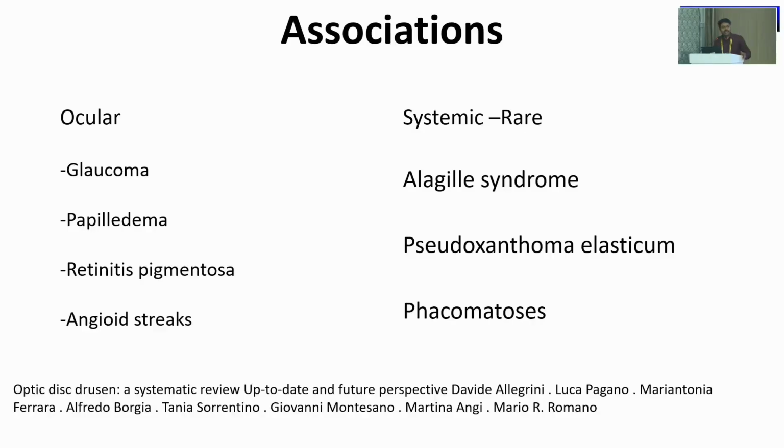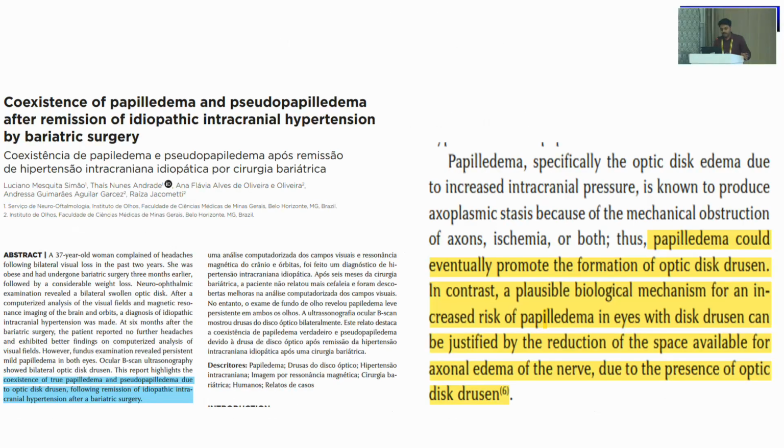Associations would be any kind of glaucoma, papilledema, RP, angioid streaks. Systemic associations noted rarely include Alagille syndrome, pseudoxanthoma elasticum and phakomatoses. Even one of the cases had noted that disc drusen are associated with idiopathic intracranial hypertension.